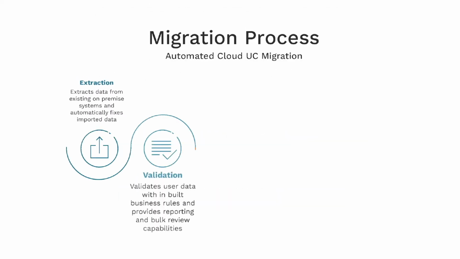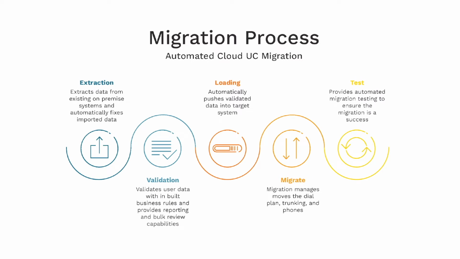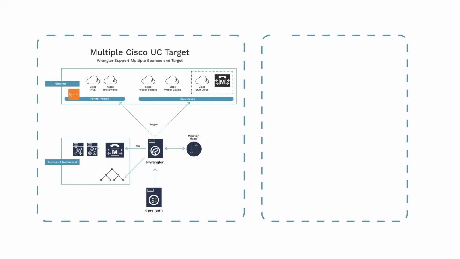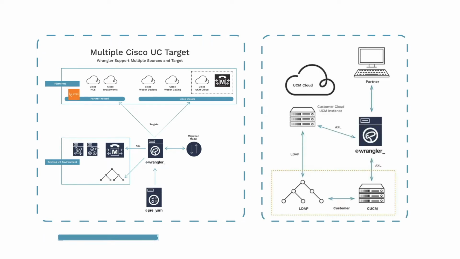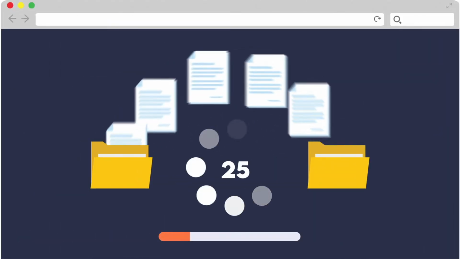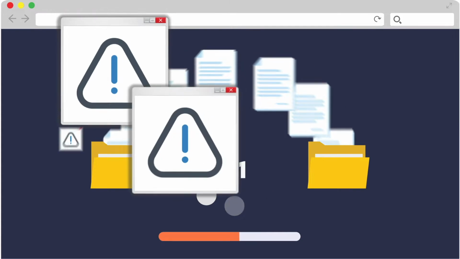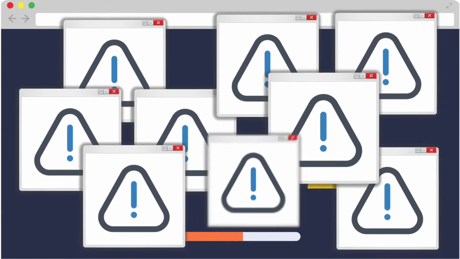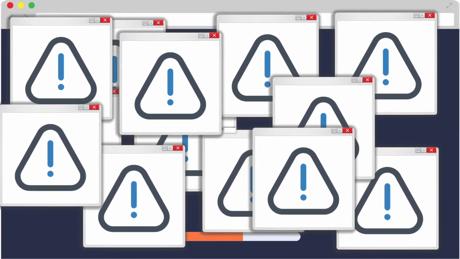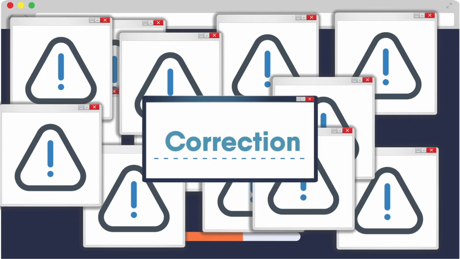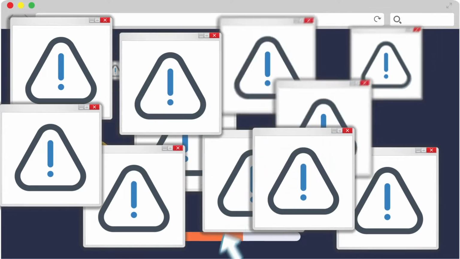Wrangler assists in the migration of an on-premise UCM deployment to the Cisco cloud. It supports multiple migration scenarios, single window or phased, one-to-one cluster migration, many-to-one cluster consolidation. During the migration process, it automatically validates imported data against business rules, highlighting any anomalies and issues encountered, providing links to objects that require correction, including reporting and bulk change capabilities.